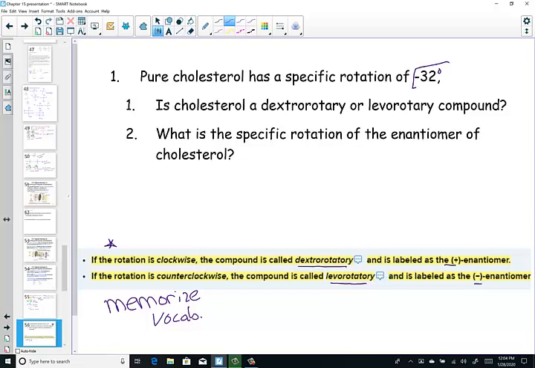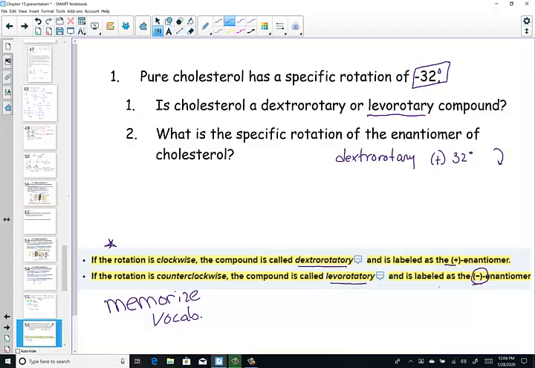So when I see the angle of -32, I have to be able to associate that with the vocabulary word of levorotatory. Just knowing that it's a negative enantiomer lets me label that as levorotatory. If the specific rotation of the levorotatory compound is -32, what would be the enantiomer? Well, the dextrorotatory, which would have a positive designation, is just exactly equal but in the opposite way. So it would be a positive 32.